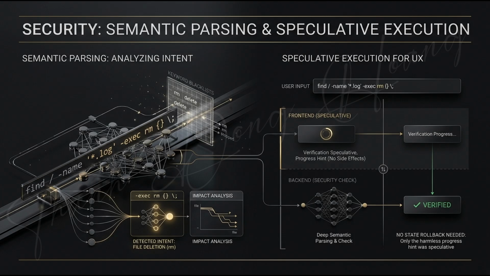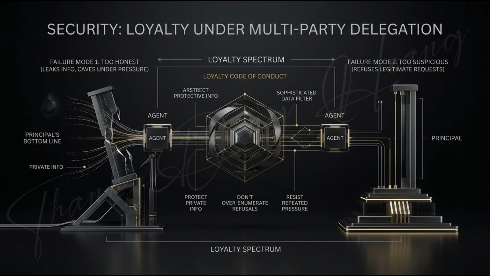Production systems parse commands semantically to understand what they actually do, not just what they look like on the surface. And to keep this fast for users, the check runs in the background while the interface shows a harmless progress hint, very different from speculative execution in a processor, since there's no real state to roll back if the check fails. Here's a subtler risk.